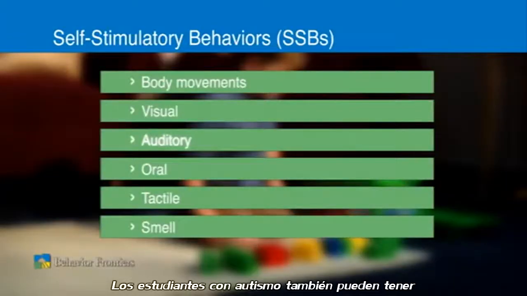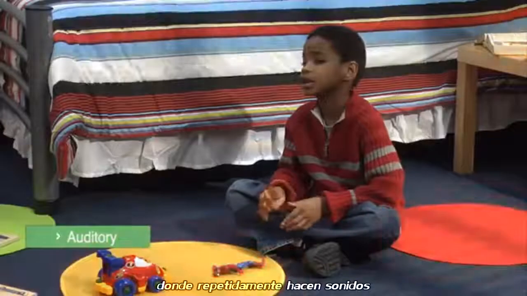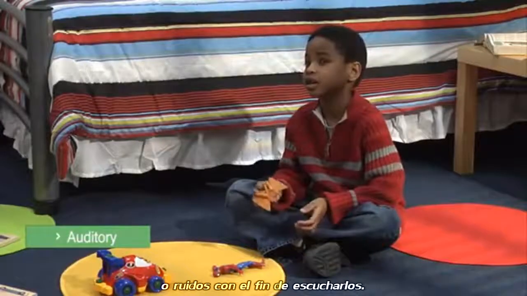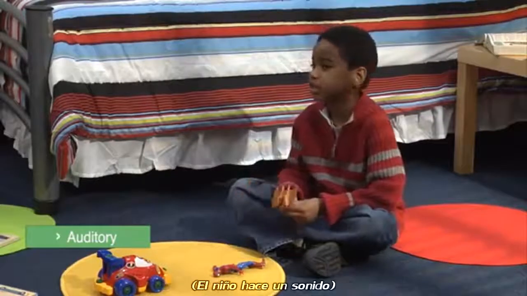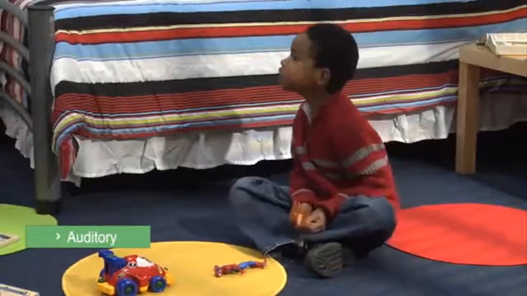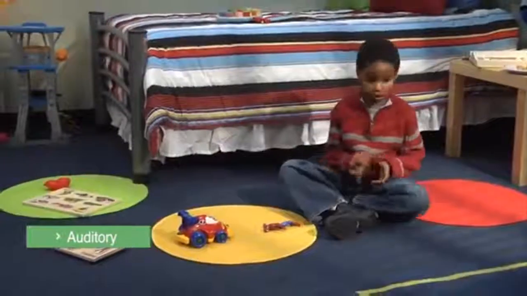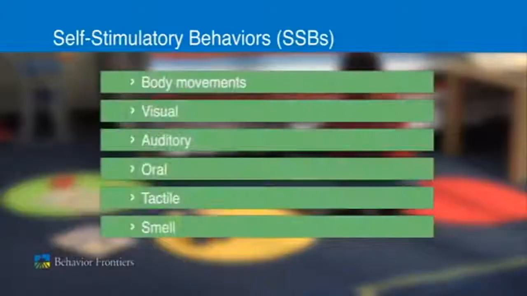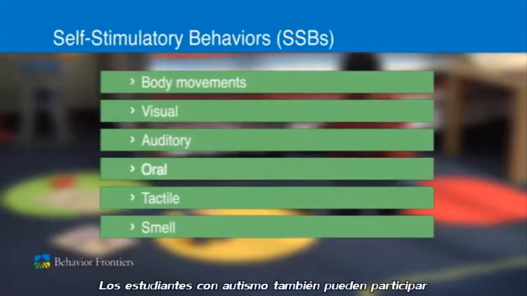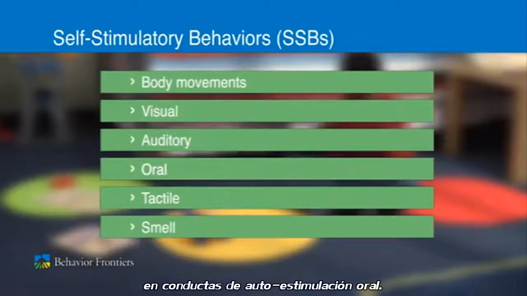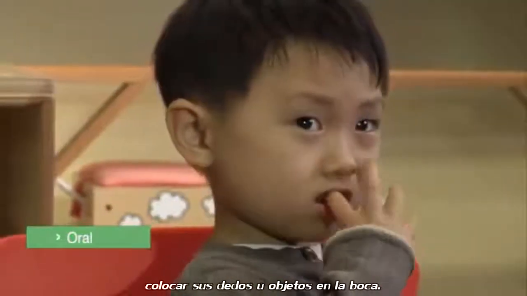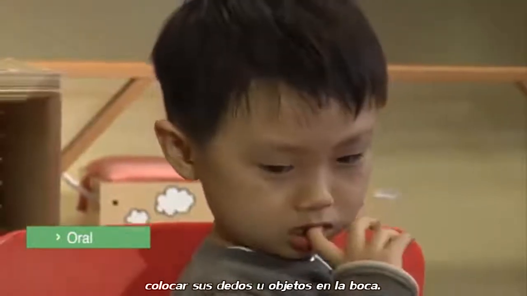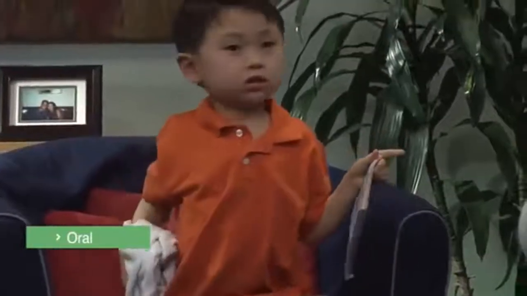Students with autism may also have auditory self-stimulatory behaviors in which they repeatedly make sounds or noises in order to hear them. Students with autism may also engage in oral self-stimulatory behaviors. For instance, they may play with their saliva, put their fingers or objects in their mouths, or grind their teeth.